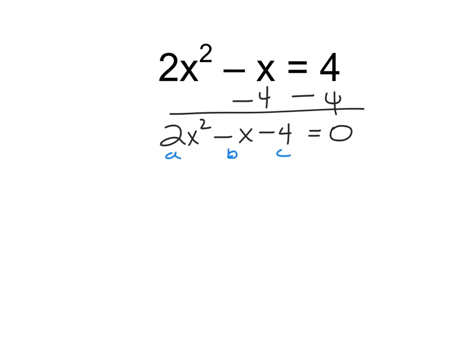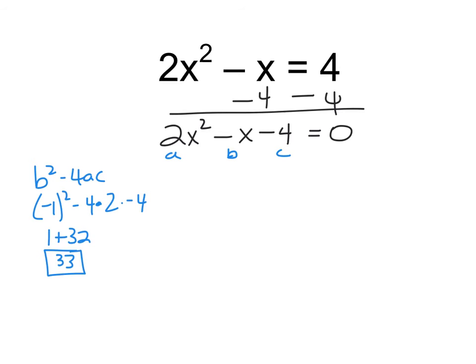Okay, so now I want to find b squared minus 4ac first. So this is negative 1 squared minus 4 times 2 times negative 4. Negative 1 squared is 1. Negative 4 times 2 is negative 8. Negative 8 times negative 4 is 32. So it's going to be plus 32. So we end up with 33. That's the number that's going to go underneath the square root again. Because it's positive, I'm going to have two real answers here.